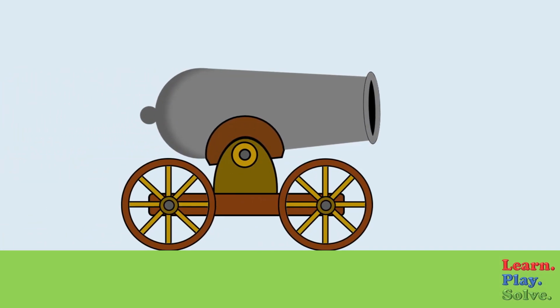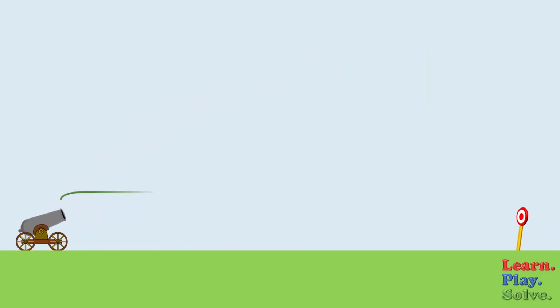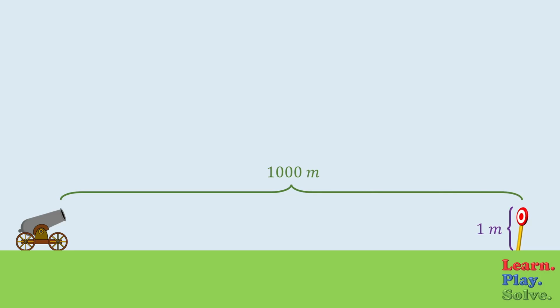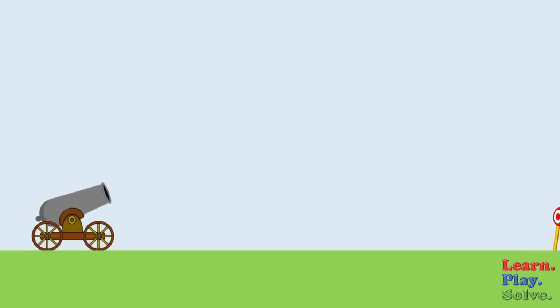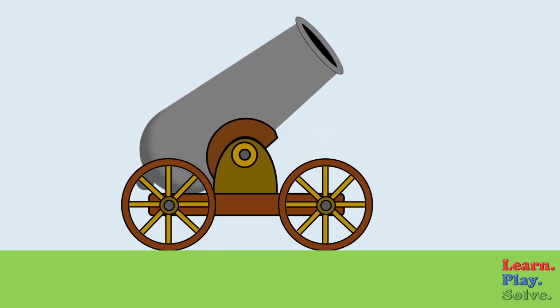Say you have a cannon that can fire a cannonball at an average velocity of 100 meters per second. And for simplicity, let's assume that the cannonball always exits the cannon at a height of 1 meter. You want to hit a target that is 1,000 meters away, that is also 1 meter high. The question is, at what angle should you position the cannon so that it is most likely to hit the target?